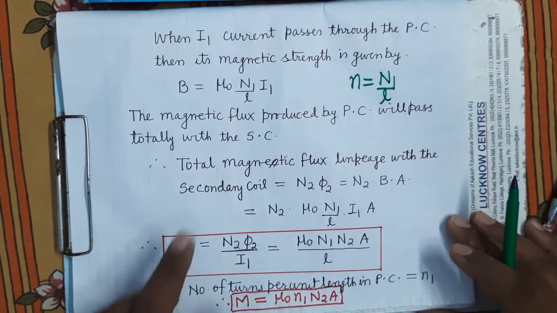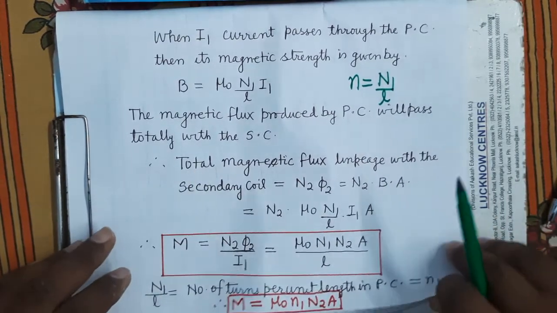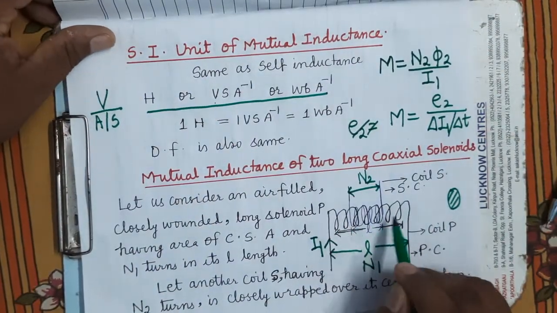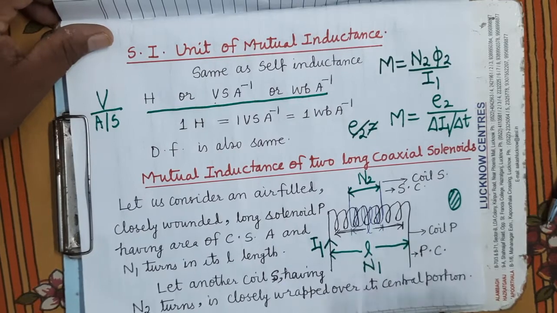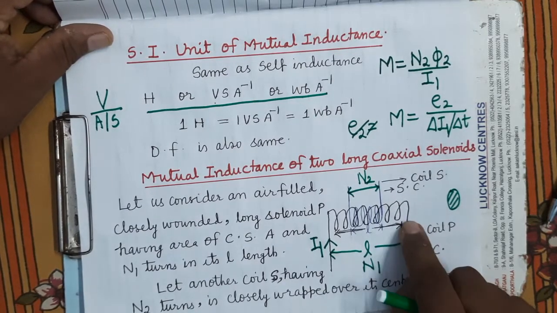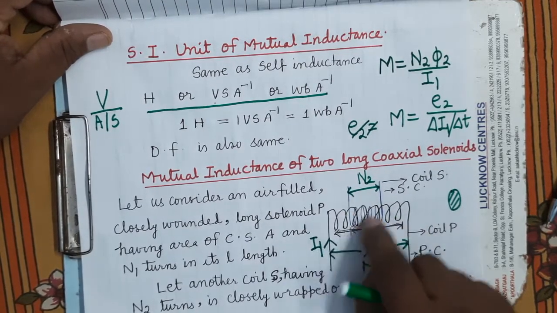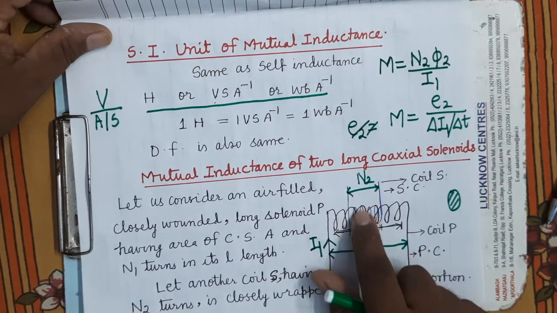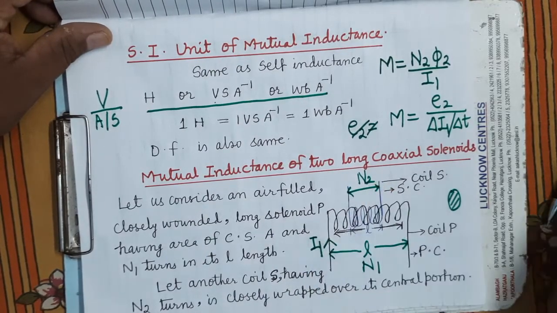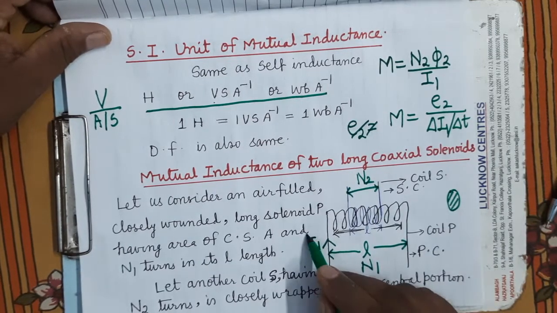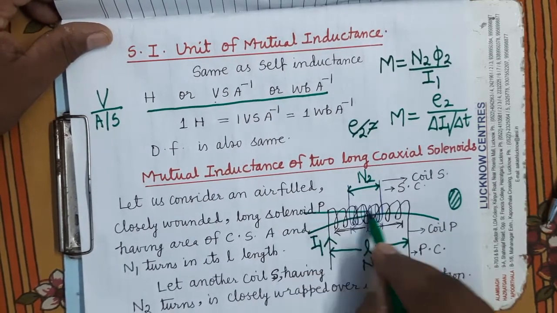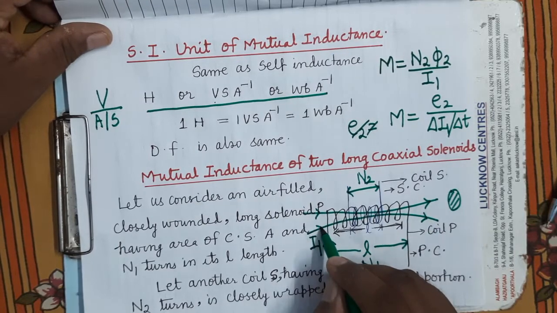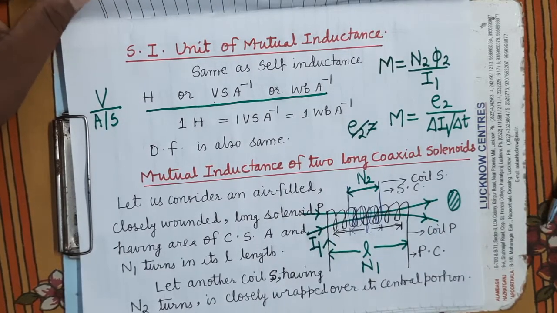Now since the secondary coil is wound over the central portion, the whole of the flux which the primary produces will also pass through the secondary, because it is wrapped over the central portion. So whatever flux the primary produces will also pass through the secondary. There will be no leakage of the flux.